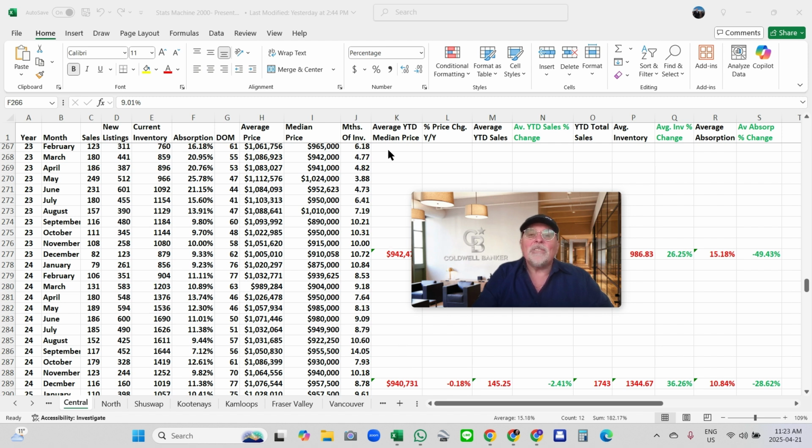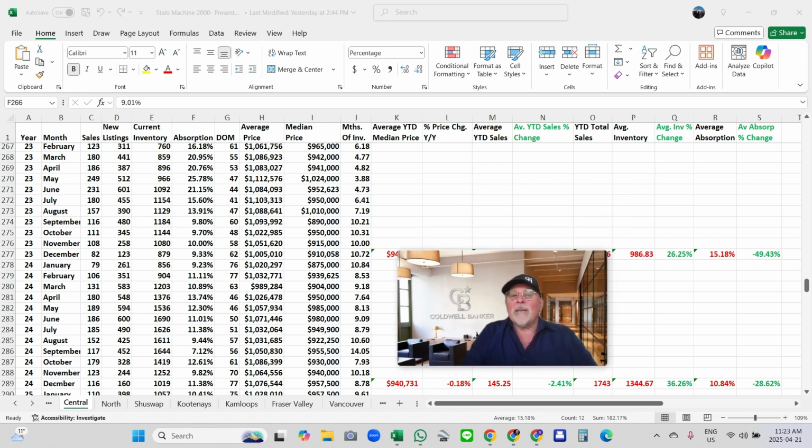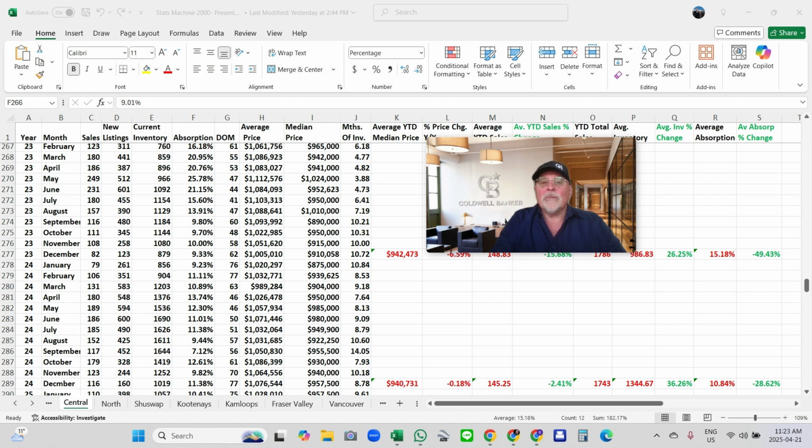So this is the average year-to-date median price. We take this column and we take the average of each year and put it into December. So the average sale price in 2024 was $940,731 in the central Okanagan. In 2023 it was $942,473. So almost the same, flat prices.